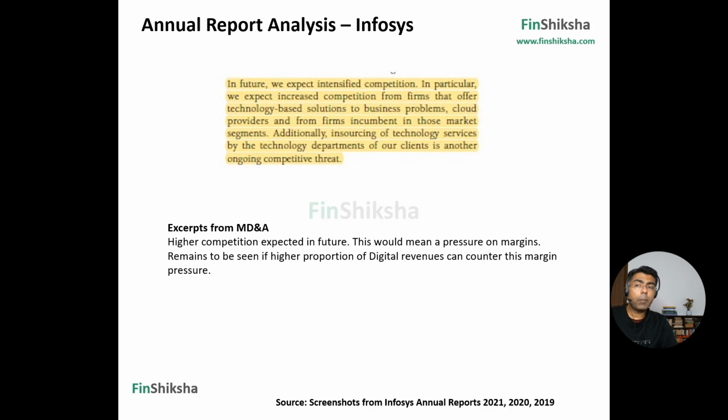One key point that the company outlines is that they expect intensified competition in the future. In particular, we expect increased competition from firms that offer tech-based solutions to business problems, so similar IT services firms. Additionally, insourcing of technology services by tech departments of our clients is another ongoing competitive threat. So an existing client could decide to do this in-house as well. So higher competition is expected in future. This would mean a pressure on margins.